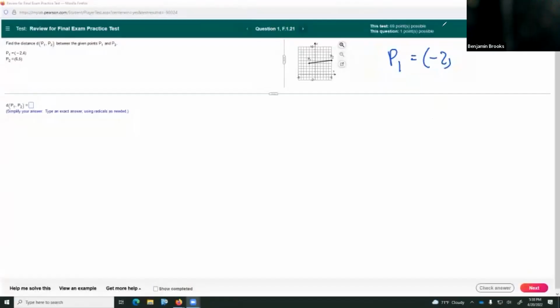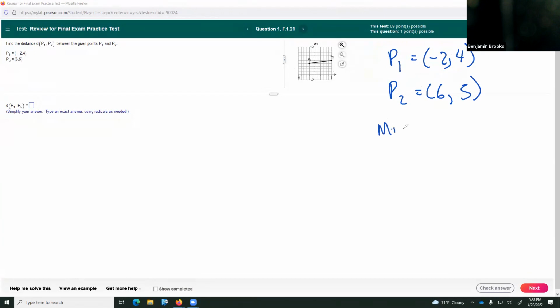All right, we've got the points (-2, 4) and (6, 5). Now, this one asks only for the distance, but I'm going to find the midpoint and distance, considering the fact that you might have a question that asks for the midpoint instead.